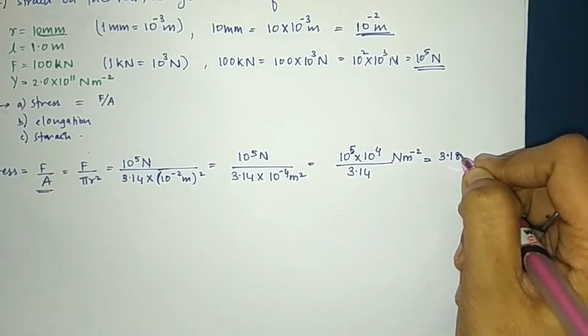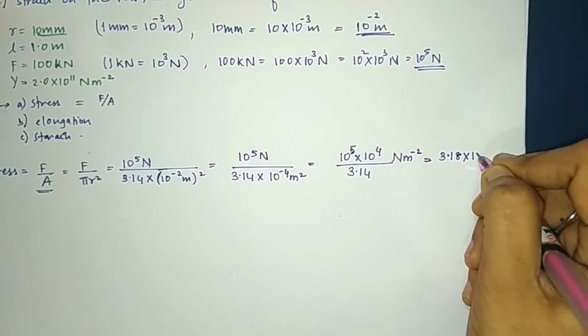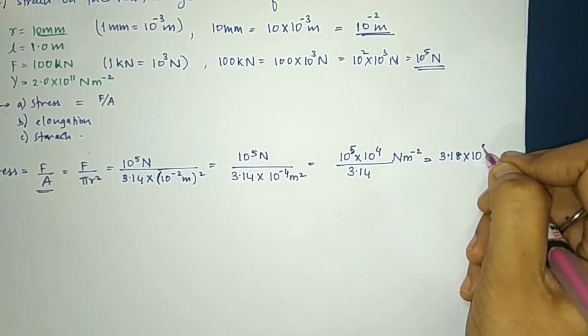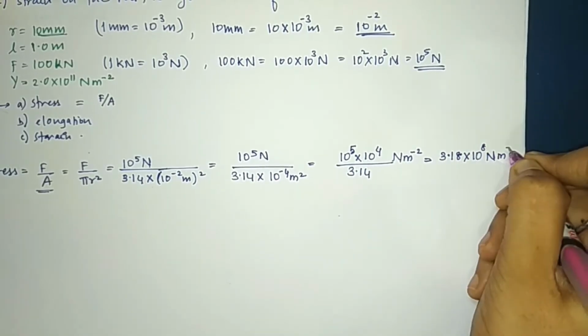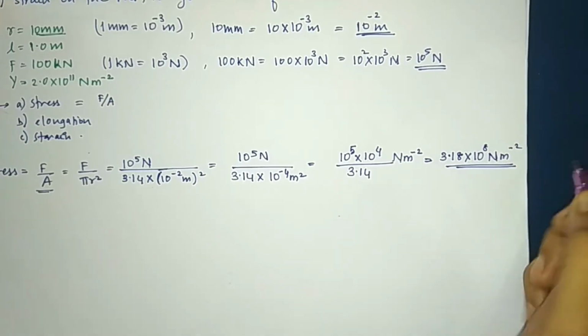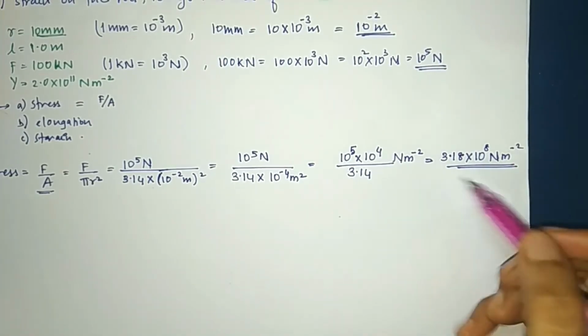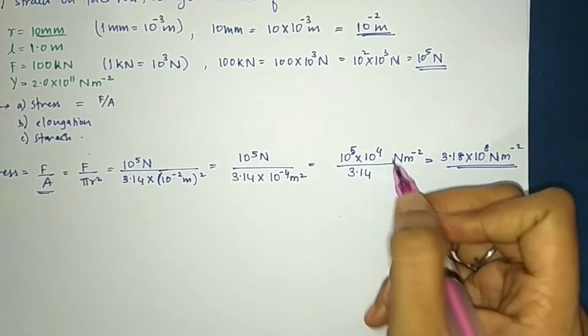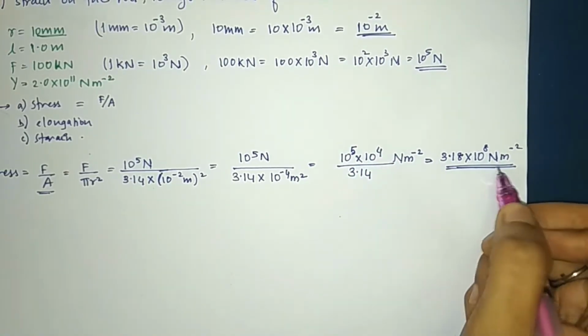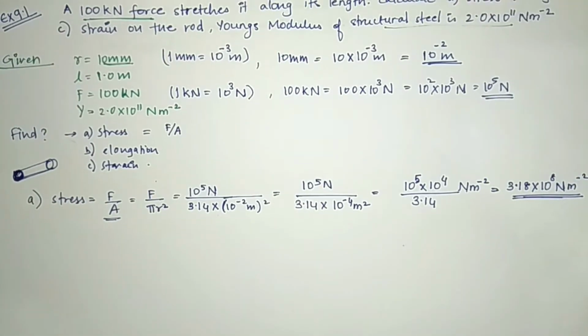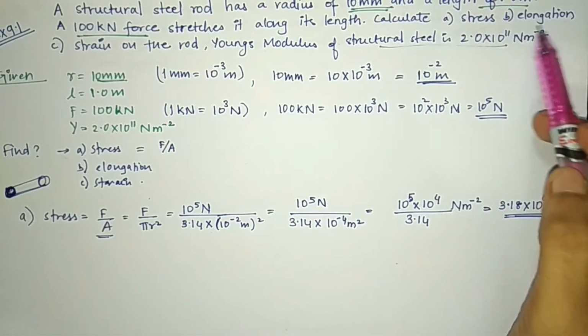3.18 times 10 raised to 8 Newton per meter square. I am not showing the calculator or the 1 by division. After calculation, I've made it simpler, so you can do the calculation and get the answer. Okay, so the next part we have to calculate is the elongation.